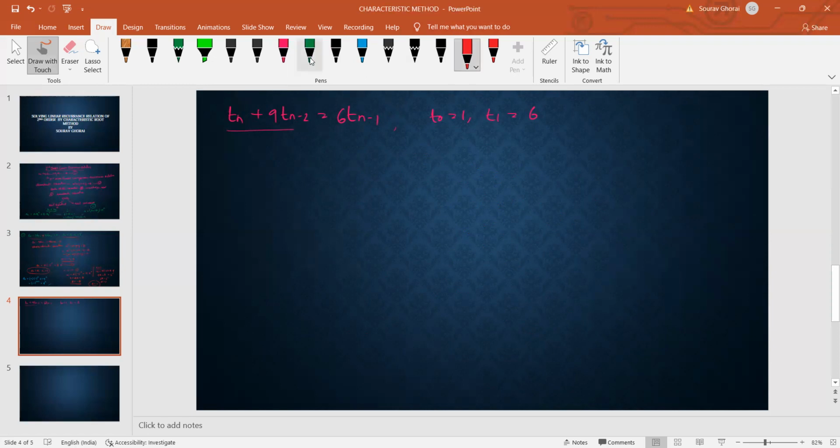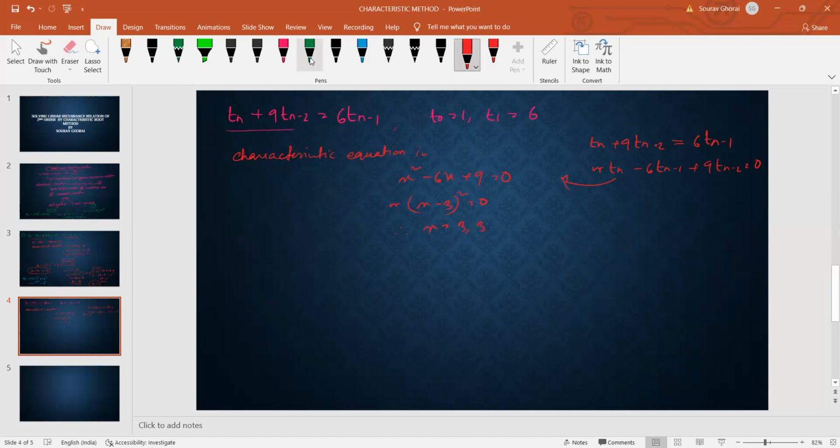So now, if we want to solve it, this is very easy. That is a characteristic equation. It is x square minus 6x plus 9 is equal to 0, or you can also write first the equation Tn plus 9Tn minus 2 is equal to 6Tn minus 1, or you can write Tn minus 6Tn minus 1 plus 9Tn minus 2 is equal to 0, and if you follow it, then the characteristic equation is like this. Or from here we can write x minus 3 whole square is equal to 0, so we get x is equal to 3 and 3.